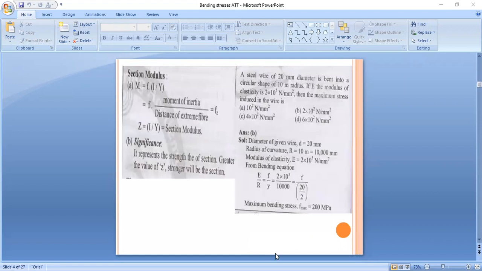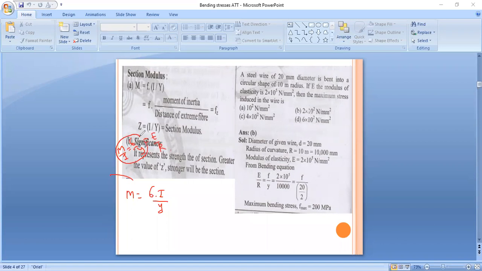After that, next point is section modulus. Okay, already we have studied it. So section modulus is nothing but moment of inertia divided by distance of extreme fiber. So Z is equal to I upon Y. One basic equation with you, M is equal to sigma into I upon Y. This equation comes from the flexural equation, M by I is equal to sigma by Y, which is equal to E upon R.